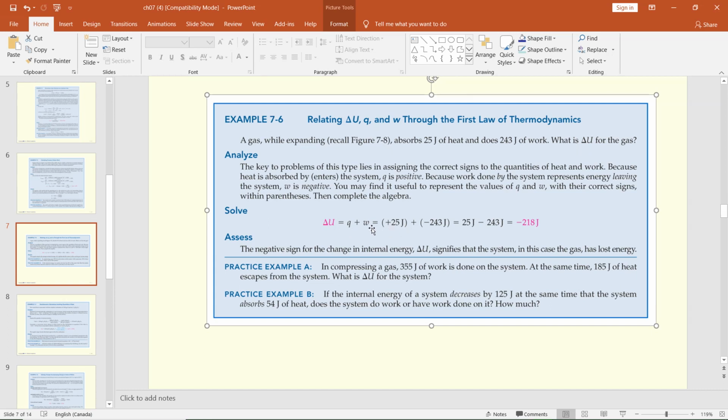Work is done by the system on the surroundings. That is what we mean by work of expansion. So negative 243. So 25 plus negative 243 is negative 218 joules. So we are getting an overall loss of internal energy of negative 218 joules. Okay, so that's one system.